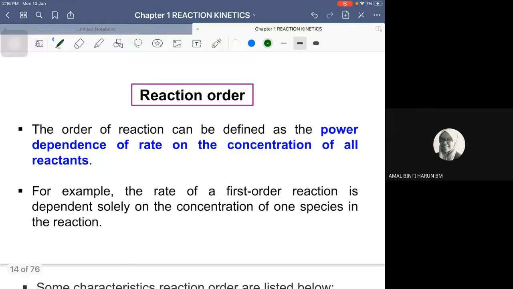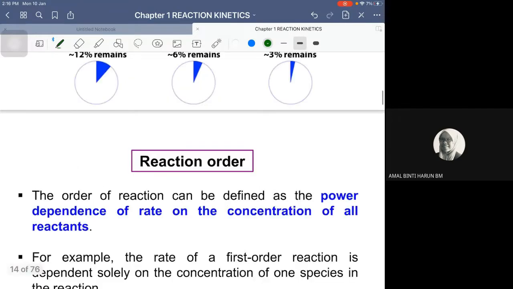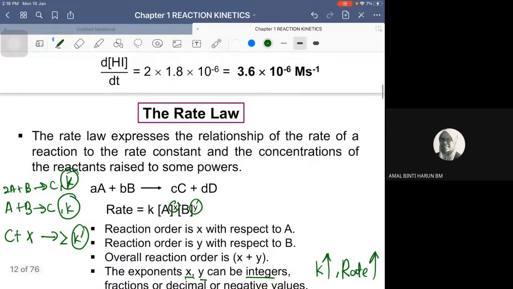Okay. And then, apa lagi? The order of reaction. Okay. Ini definition reaction order. What is the order? Is the power that the rate depends on for the concentration of all reactants. Okay, tak apalah, you nak tengok order ni apa, ini benda ni. So apa kepentingan dia? Kita nak tahu order setiap reaktan tu, adakah setiap reaktan tu mempengaruhi rate ataupun tidak. Kalau dia mempengaruhi, banyak mana dia mempengaruhi.